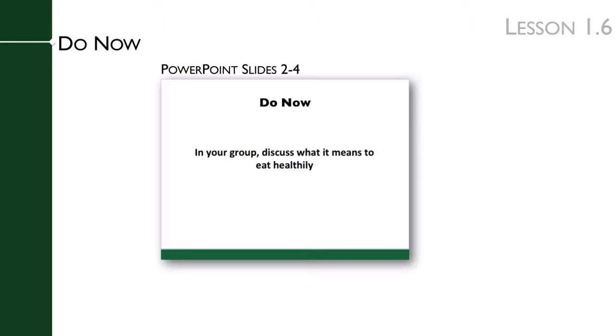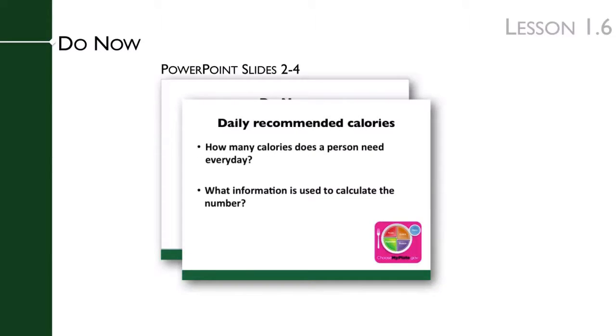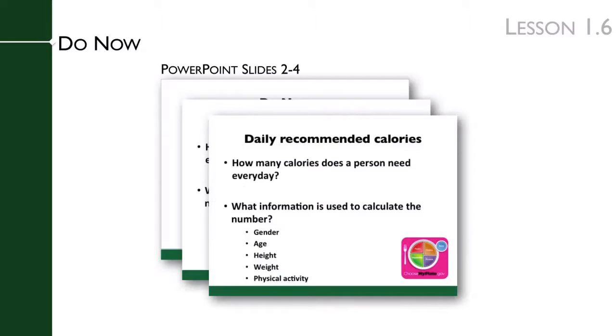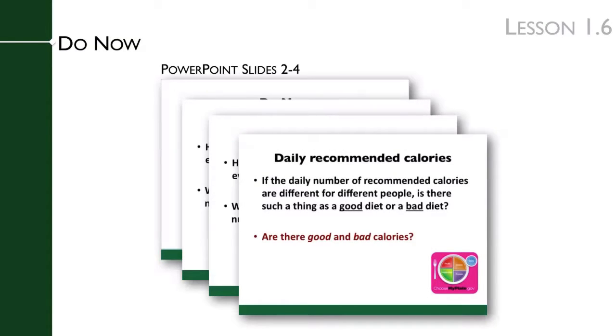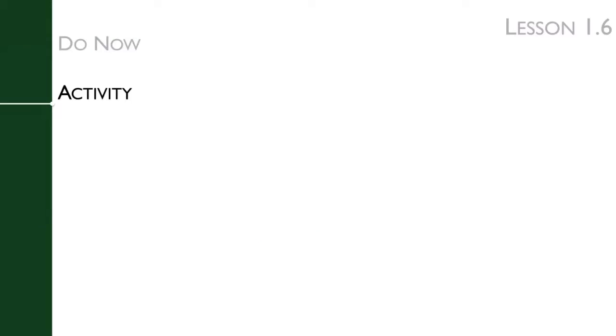In the do now, we will ask students to discuss what it means to eat healthily. Students should draw upon their knowledge from previous lessons. For example, they may discuss how many calories a person needs, or how many nutrients someone should eat. The do now ends with the question, is there such a thing as a good and bad calorie? This is a question that we will begin to address today, but that will come up again throughout the rest of the metabolic disease module.